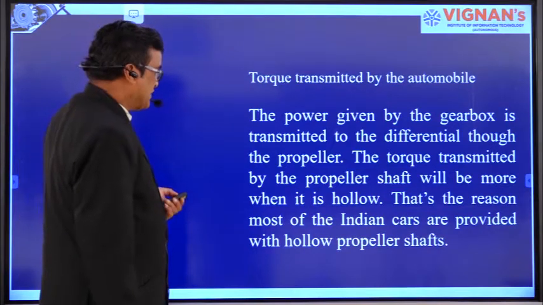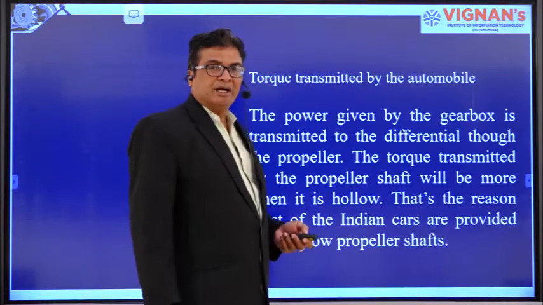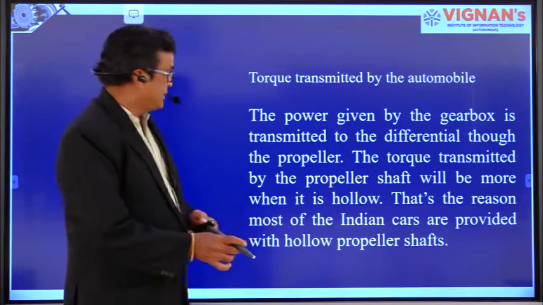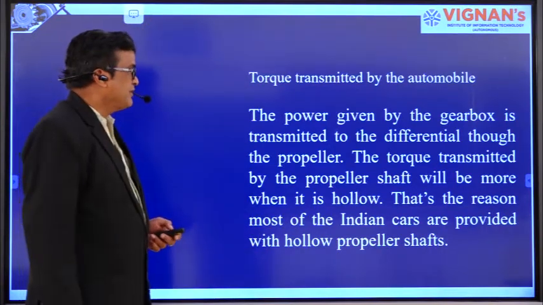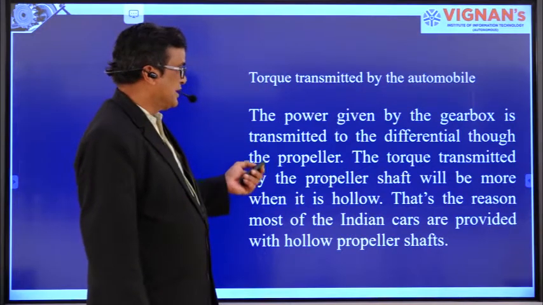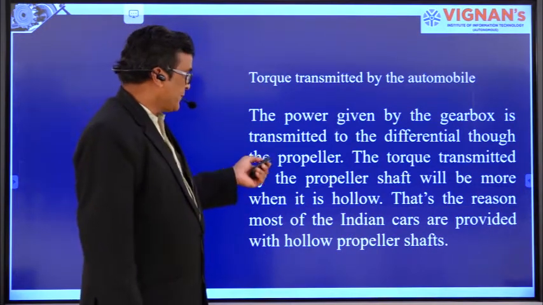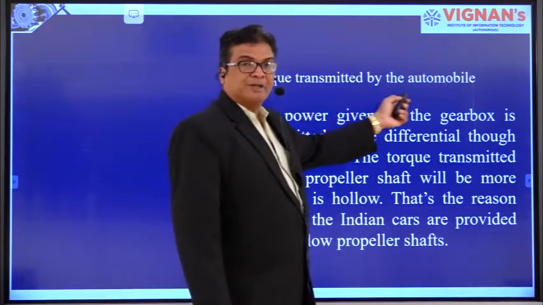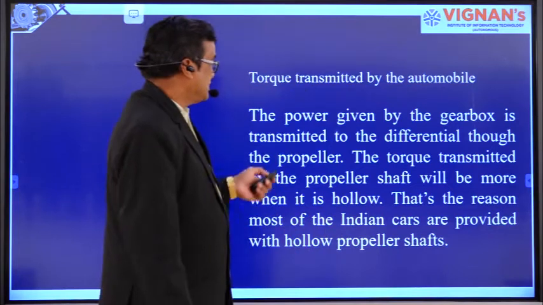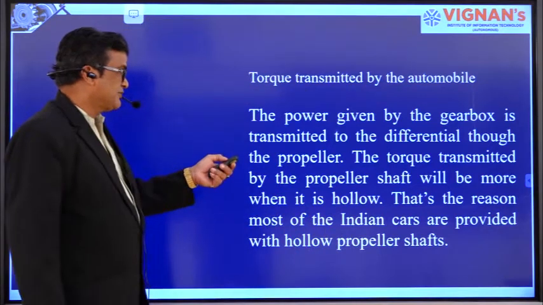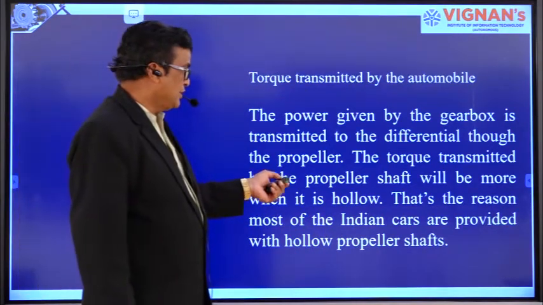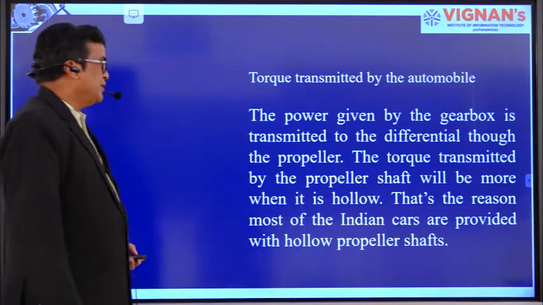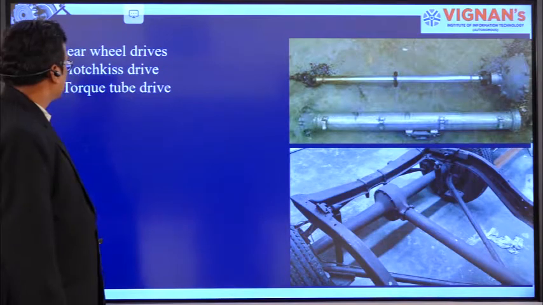So after that, torque transmitted by the automobile. What is the torque transmitted by the automobile? The power given by the gearbox is transmitted to the differential through the propeller shaft. The torque transmitted by the propeller shaft will be more when it is hollow. That's the reason most of the Indian cars are provided with hollow propeller shafts.